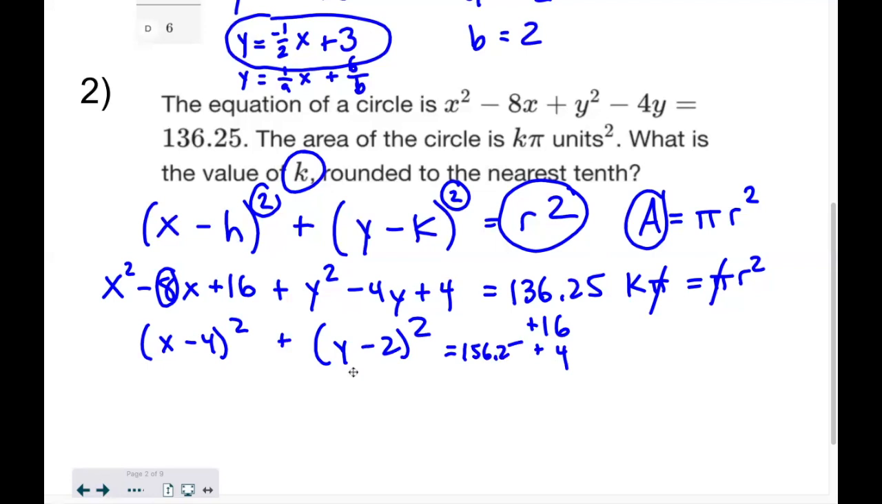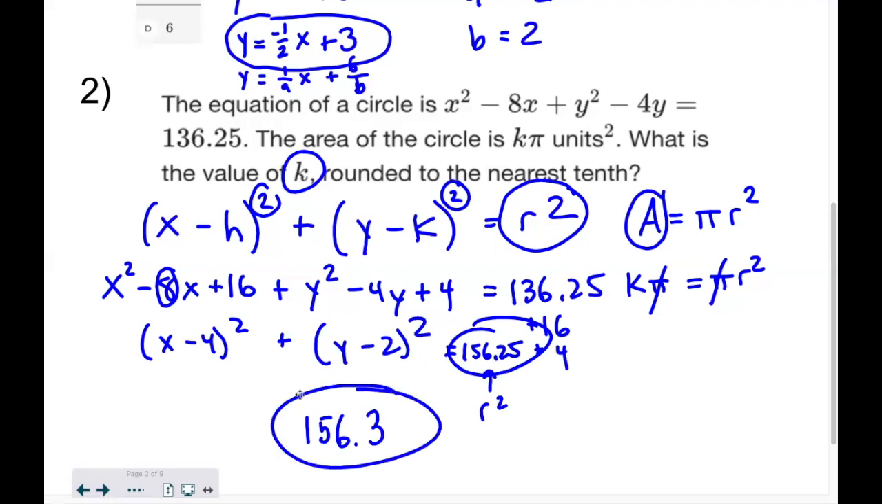And back again, this is a hard problem. That's why it's taking a while. So back to our original realization, that if they want k, k is really r squared. Now I have r squared because that is just the value that's here once I get it into standard form. So the answer to the problem is... now this is important. They want it to the nearest tenth. So that would be 156.3. That would be the final answer.